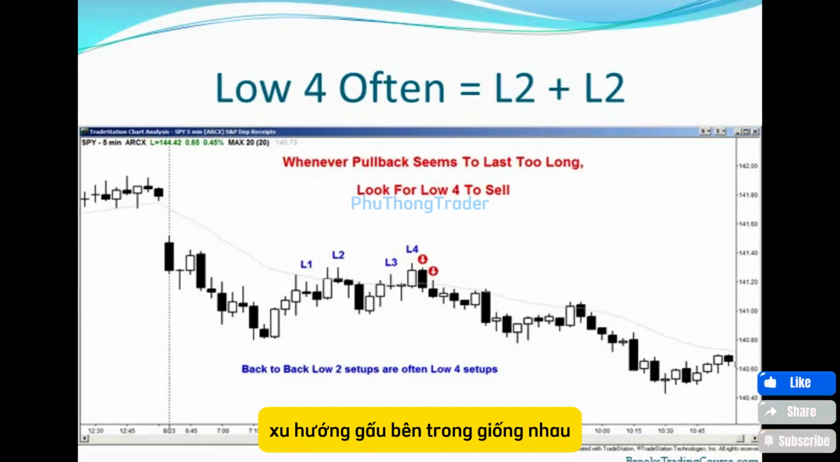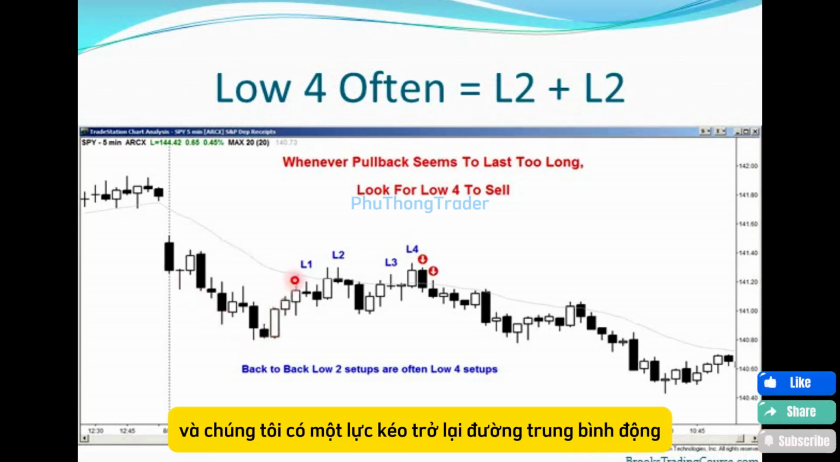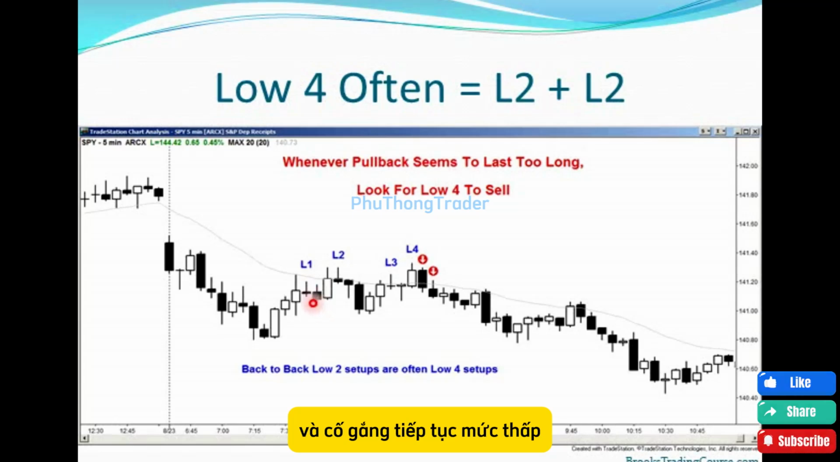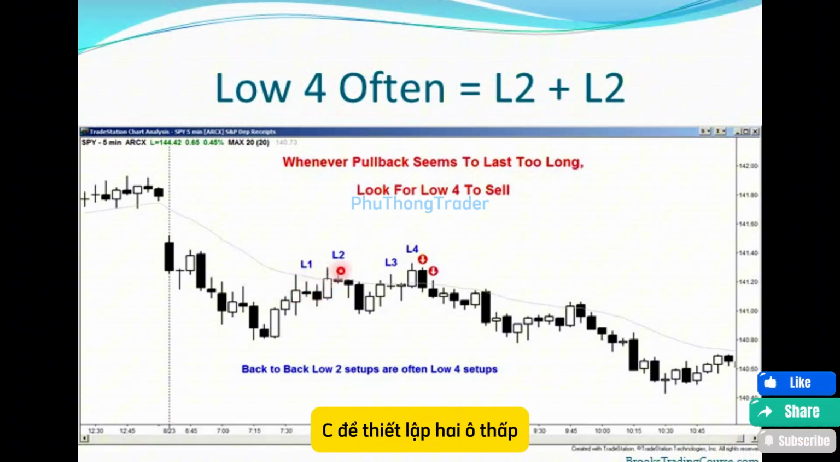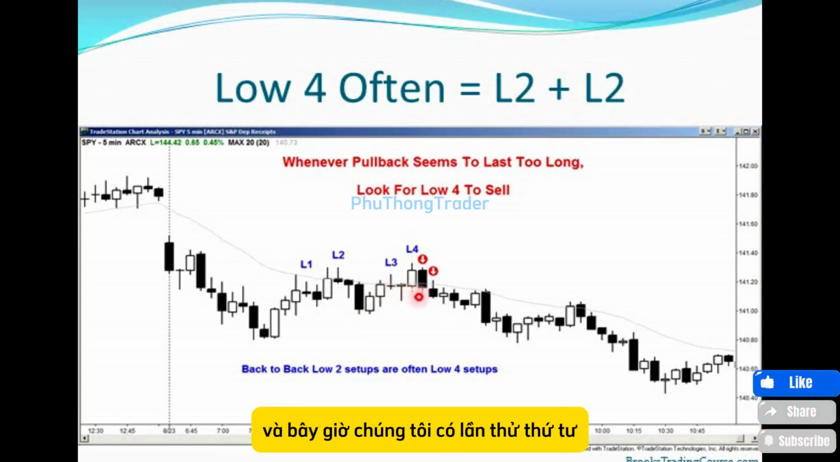In our bear trend, same thing. We have a trend down, and we have a pullback to the moving average, an attempt to resume, a low 1, another pullback. So now we have an ABC, 2 pushes up, A, B, C, so a low 2 sell setup, and the breakout attempt with this bear bar immediately reversed back up, and we have a third attempt, and now we have a fourth attempt.